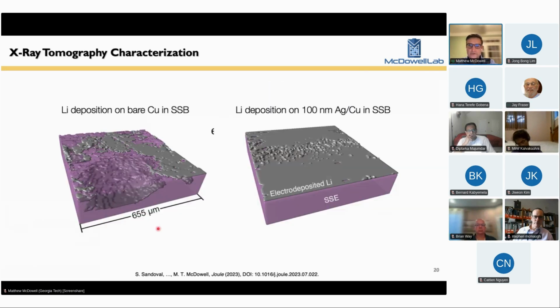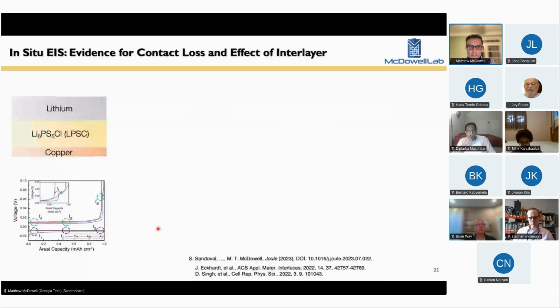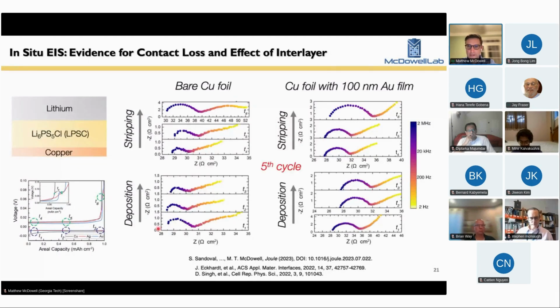But what these interface layers do is, we'll have some more imaging there. I have a bunch of data here. I will not go into the details, but we did a bunch of impedance spectroscopy, and we found that these interface layers basically mitigate this voiding behavior over tens of cycles and really help with cycling.